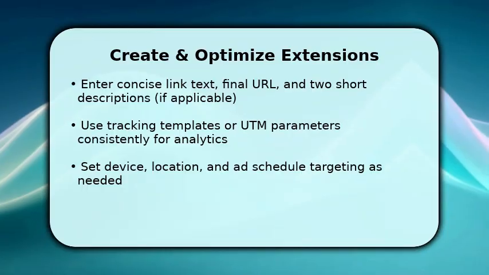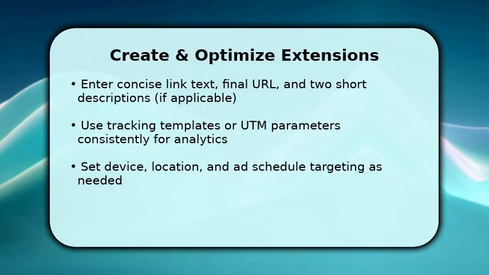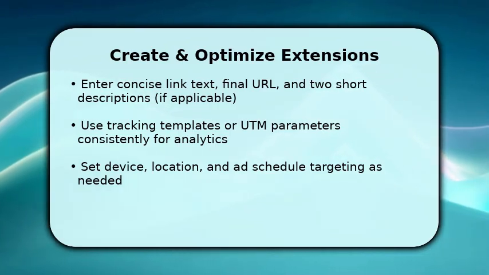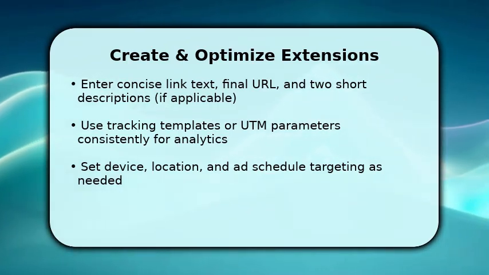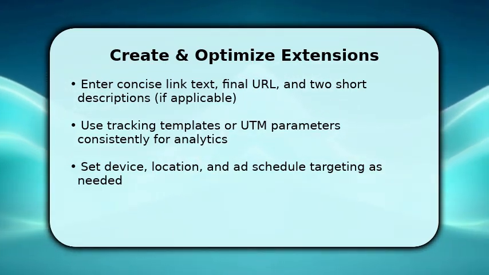Then apply tracking templates or UTM tags so you can analyze which site links convert. Make sure to set device and location targeting if the offer is limited. Once done, preview the extension and save. Google will review it. So quality and policy compliance speed approval.